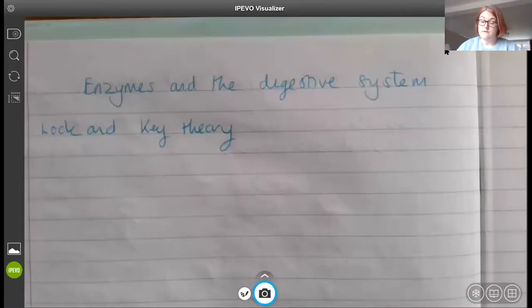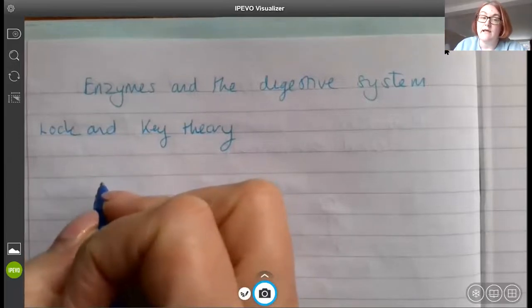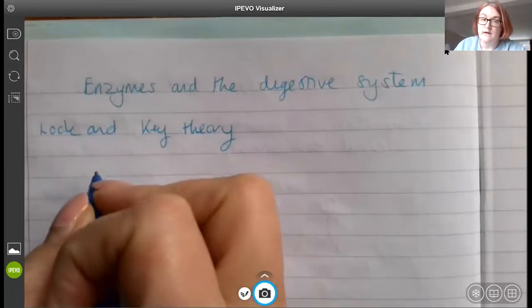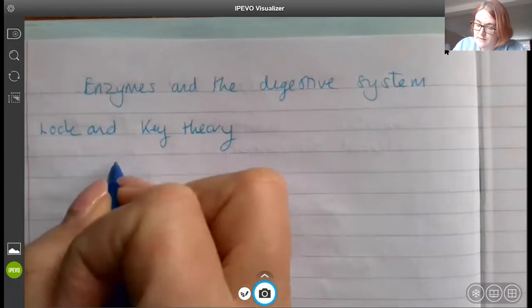Moving on, we'll do a little bit of recap work now. You've learnt last week in your Google lesson and also in class, we've talked about the lock and key theory of enzyme actions. So I'm just going to do a quick diagram and you should be able to do your own diagrams like this as well.